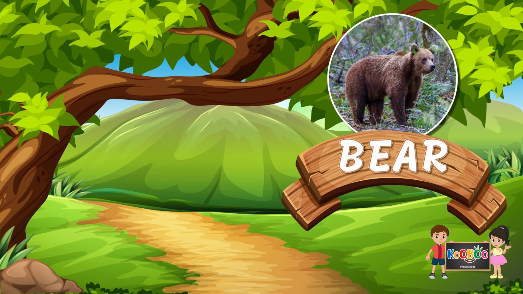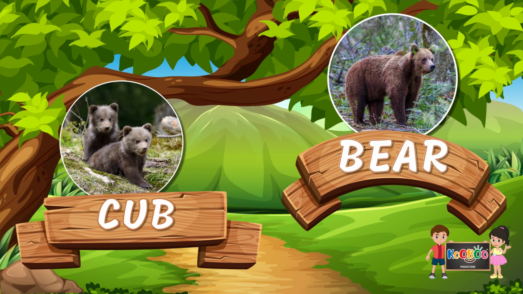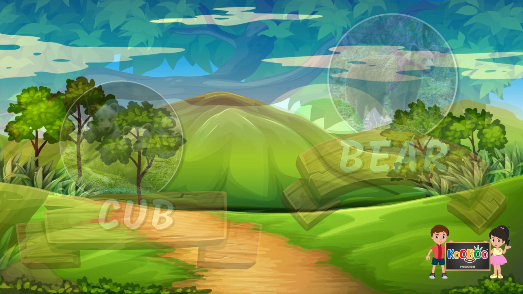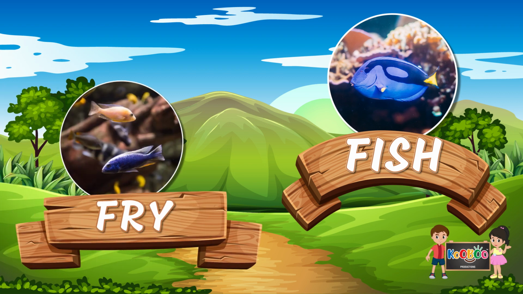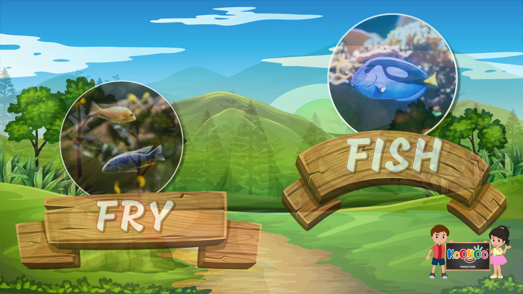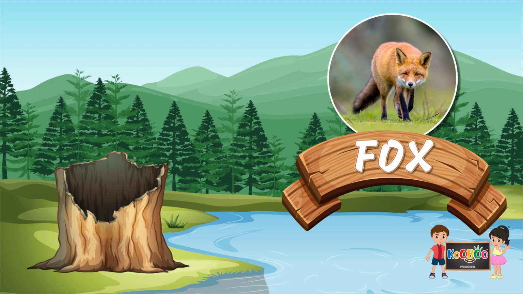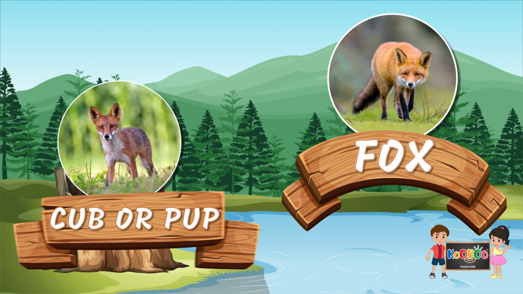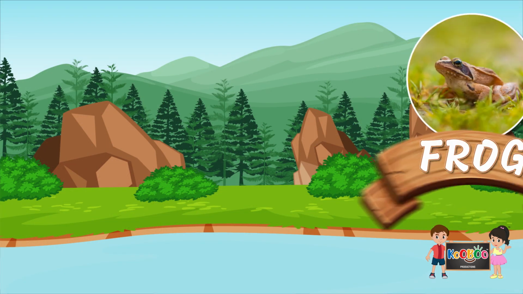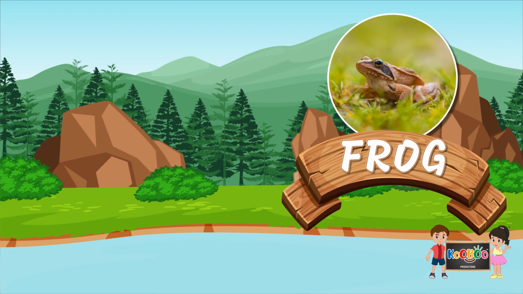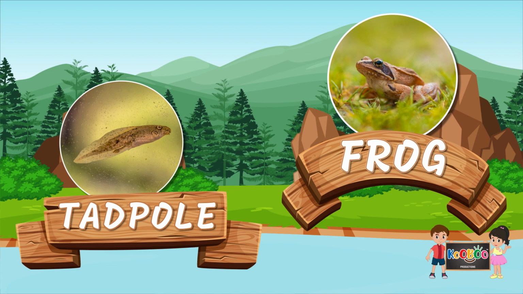Bear. Baby bear is called cub. Fish. Baby fish is called fry. Fox. Baby fox is called cub or pup. Frog. Baby frog is called tadpole.